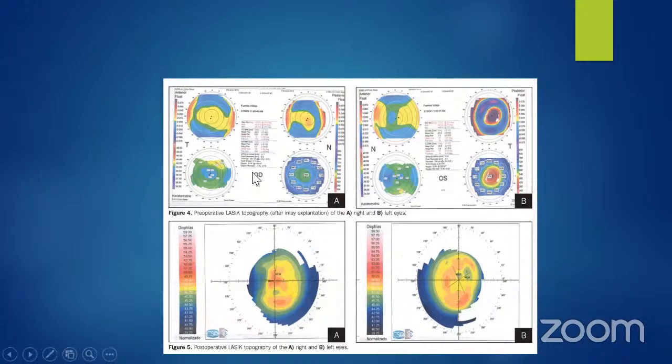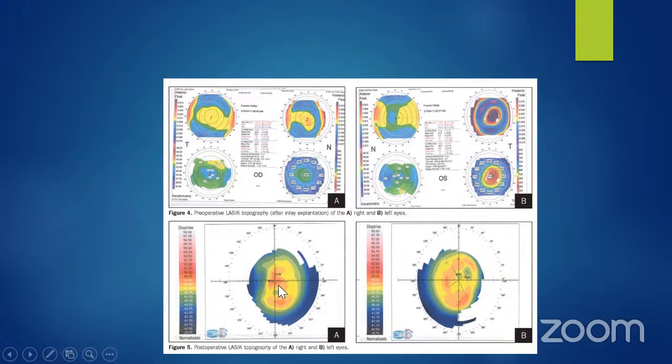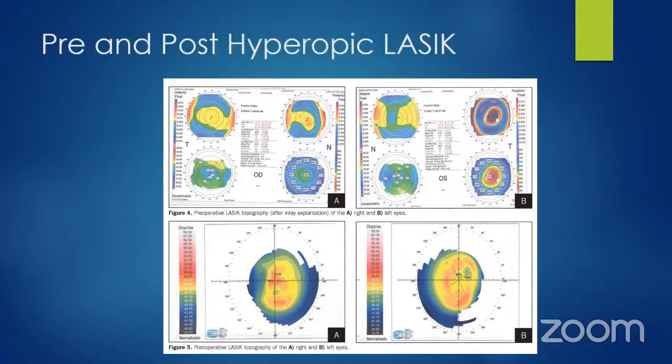So now again, this one, if I say that A is pre-op here and then post-op here, B is pre-op here and then post-op here, what is happening? Post-op here causing it to steepen. Myopic LASIK. Hyperopic correction. Hyperopic. If we are causing it to steepen, it is hyperopic. Okay. If you are causing it to flatten, then only it's myopic.